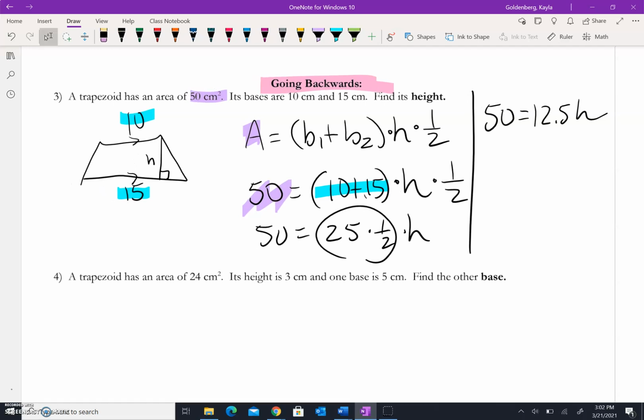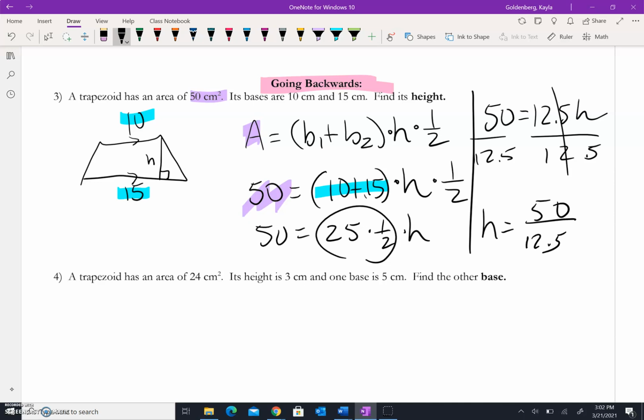And then from here, if I want to undo times 12.5, I just have to do a quick division. And so h is going to be equal to whatever 50 divided by 12.5 is. I'm going to do that real quick on my calculator just to verify. Looks like my height is actually equal to 4 centimeters. It looks like that was the original units that were mentioned, centimeters.